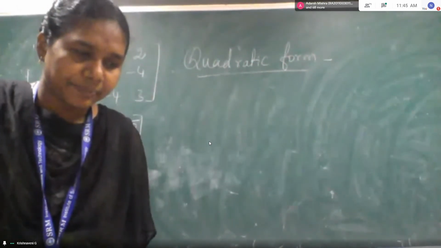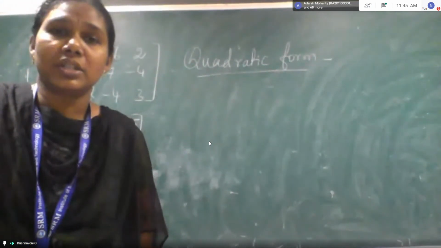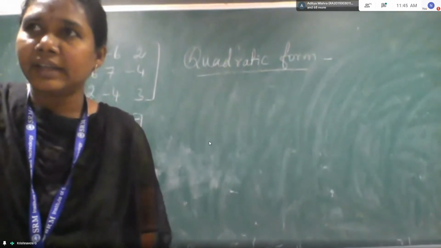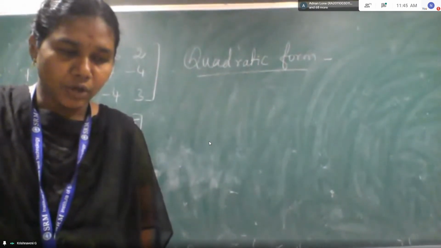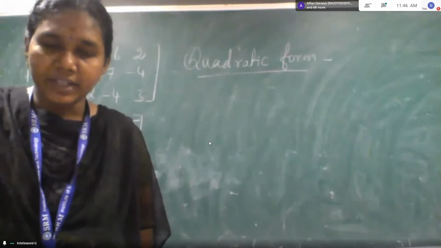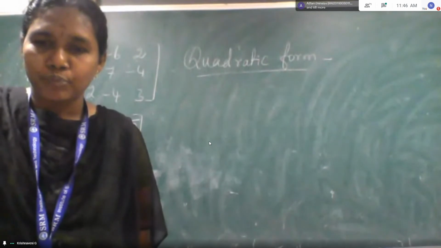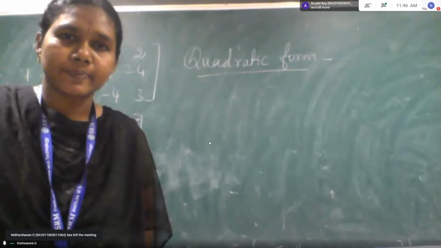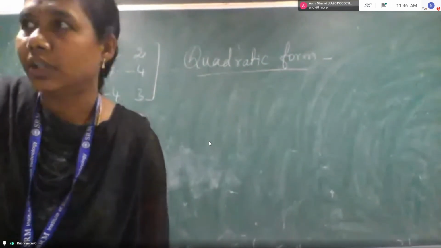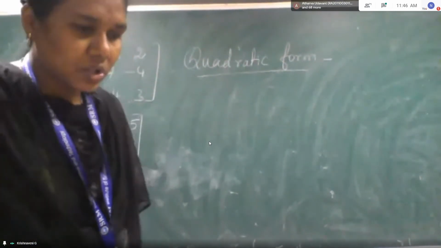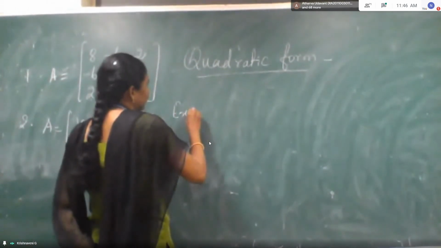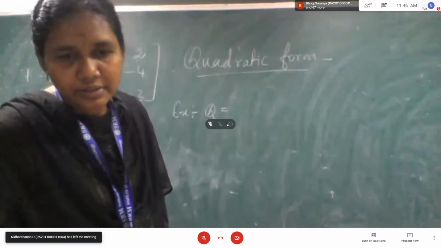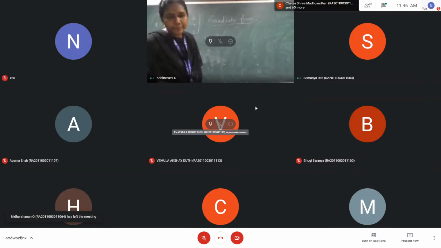Next definition. A homogeneous polynomial of the second degree in any number of variables is called a quadratic form.